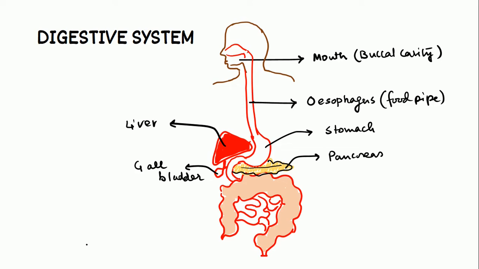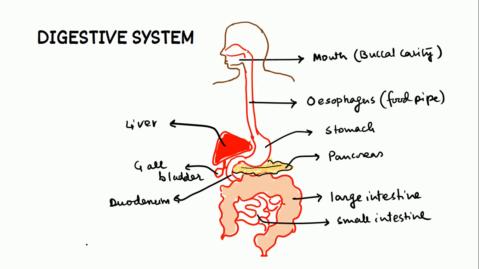Next, the duodenum, it is the starting of the small intestine, then the large intestine. Lastly the rectum, where the undigested food gets stored, and the anus, it is an opening through which the undigested food gets removed from our body.